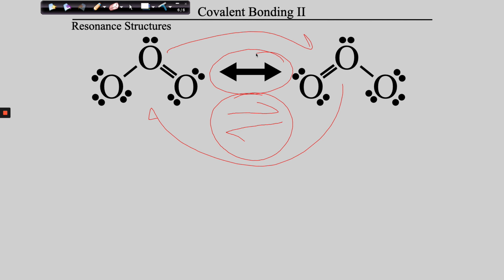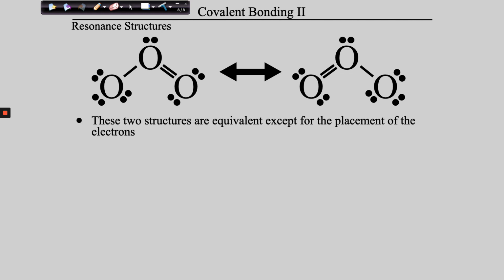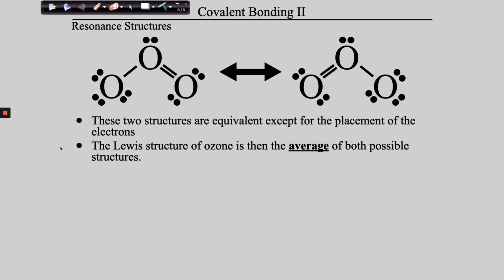Okay, so these then, guys, are the things underlying this that you need to understand. So first of all, these two structures are completely equivalent other than the location of electrons. And we're going to look. So guys, the actual Lewis dot structure for ozone is the average of these two. It's not flipping back and forth. It is truly the average of these two structures.